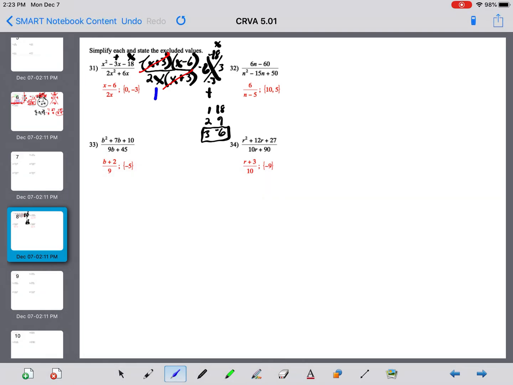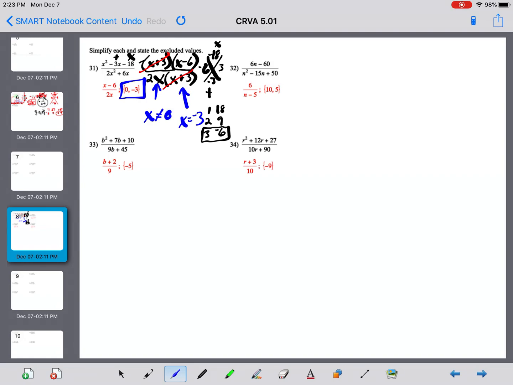One excluded value is going to be 0. x can't equal 0 because that makes this factor equal 0, which makes the bottom equal 0. And then negative 3 makes the other factor equal 0, which when they multiply together makes everything equal 0 on the bottom. We can't have that. So that's why they have the excluded values here. We're doing a little more practice with that on this set.